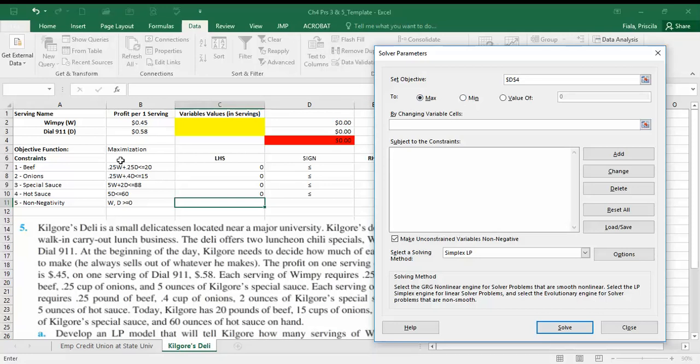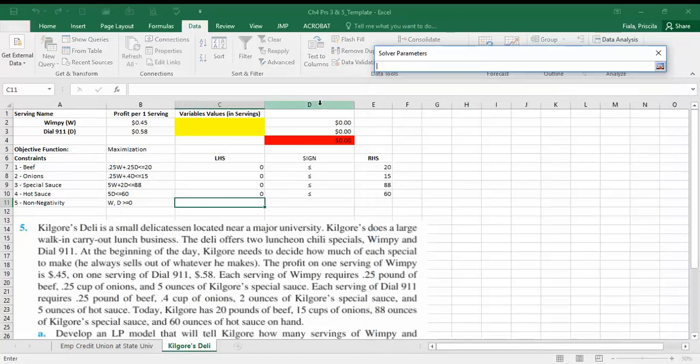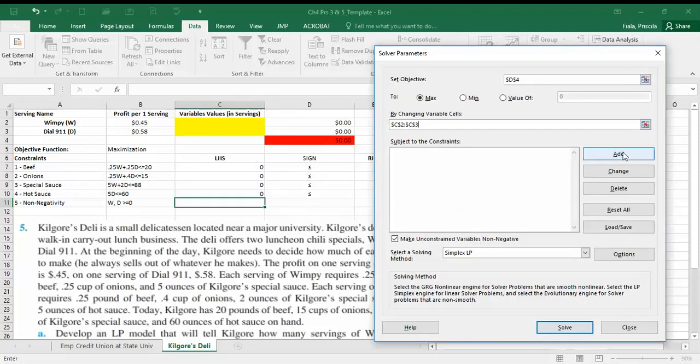What do we want to do? This is very important. We want to maximize it, right? So correct, we're maximizing. Now, what are my changing variables? My decision variables are right here. These two are going to be the variables that I have to work with to define all this. Now for my constraints, I could just go ahead and add them one by one.